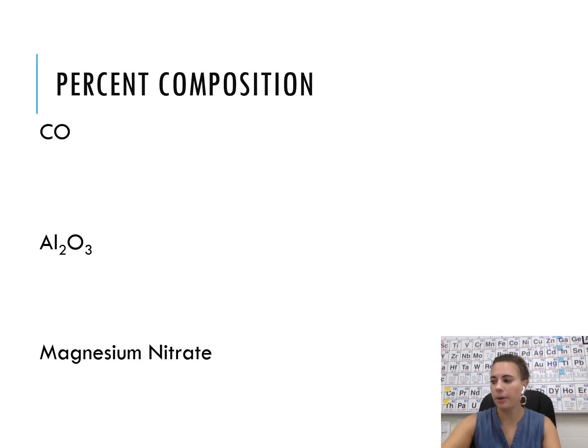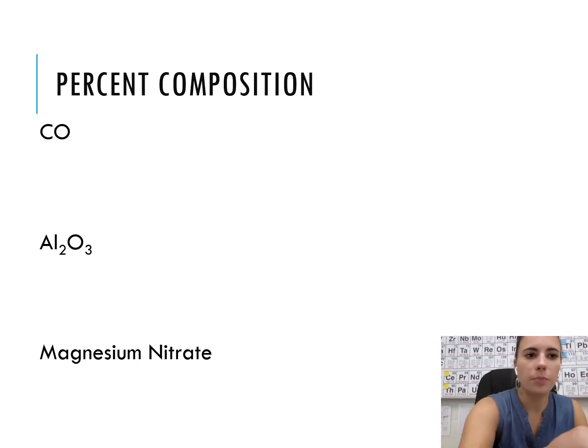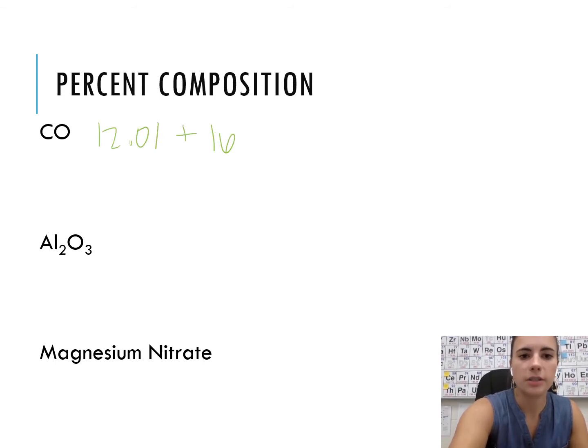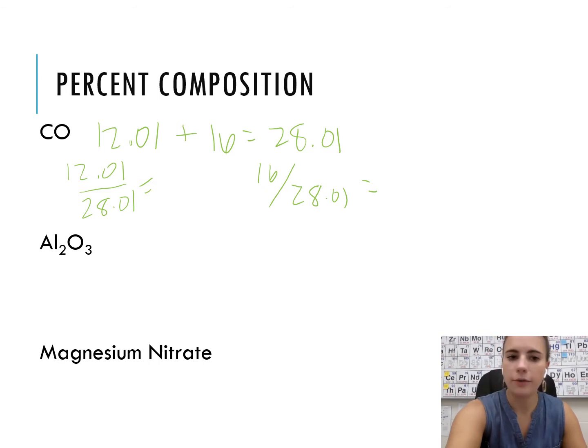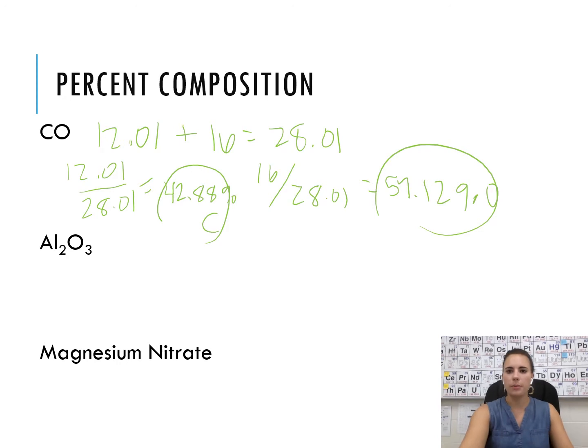So the first one is carbon monoxide. So I look up on the periodic table, and carbon, 12.01, plus oxygen, which is 16, so that gives me 28.01, is the total mass. So now I'm going to divide each individual one by the total mass. And I'm going to multiply by 100, and I get 42.88% carbon and 57.12% oxygen. So that's the percent composition of carbon monoxide.